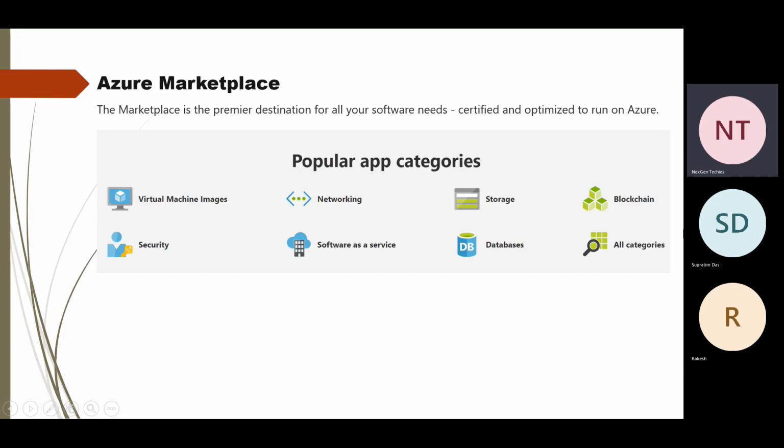So these are the product as a service, these are the software as a service. Infra as a service will not come in the Azure Marketplace. Whatever product as a service and software as a service, those will be there in the Azure Marketplace.